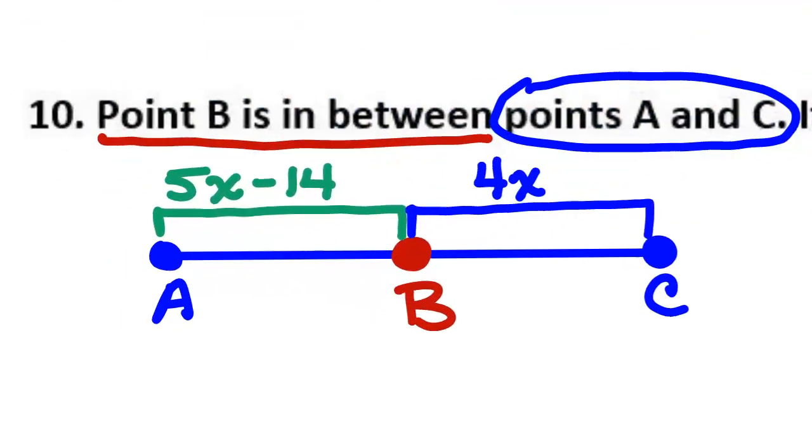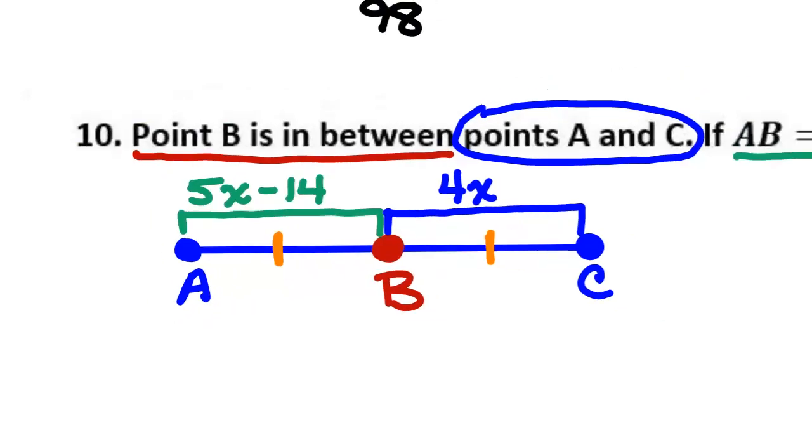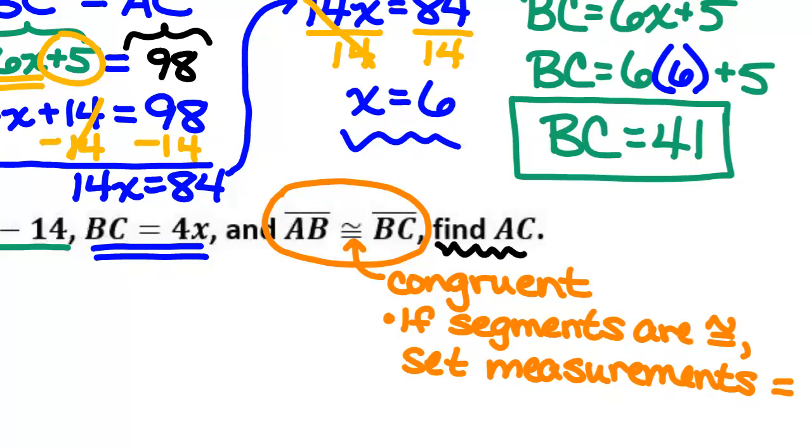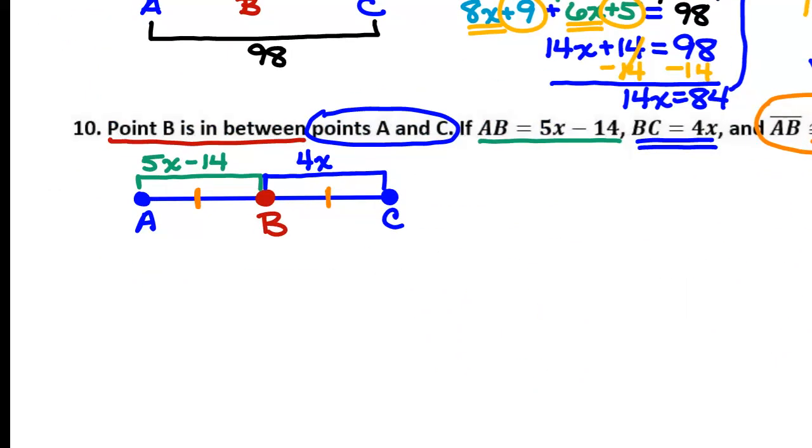All right, I'm going to mark it on my picture too. AB is the same size as BC. What are we supposed to find? AC. So we need to know how big it is from here all the way over to here.